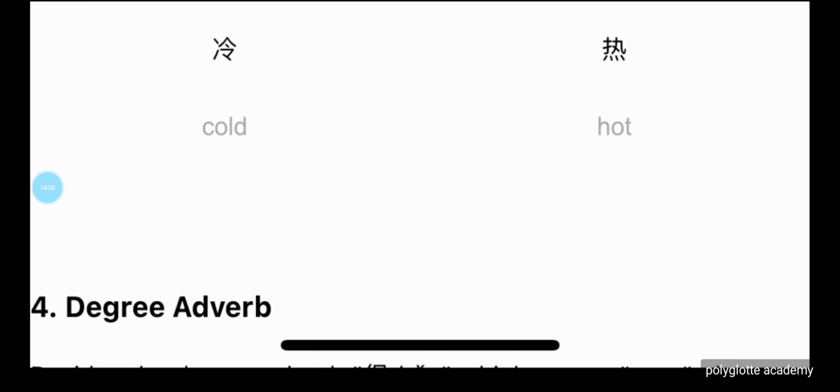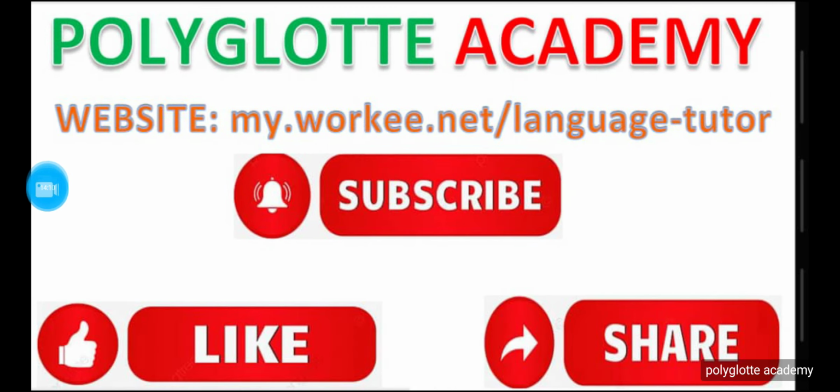So let's look at the degree adverbs. So this is the end of the lesson.